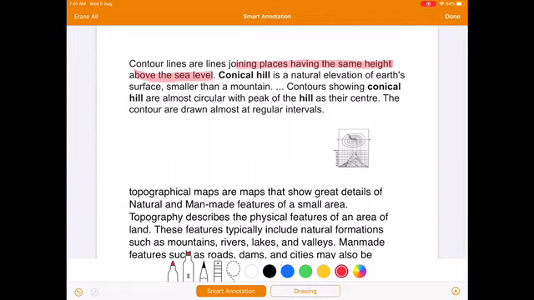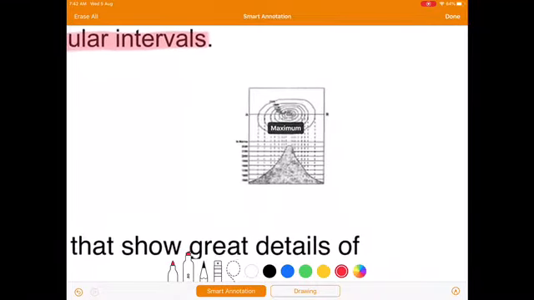So, in your syllabus you have only a conical hill. So, what is a conical hill? It is a natural elevation of earth's surface smaller than a mountain. Contours showing conical hill are almost circular, with a peak of the hill as their center. The contours are drawn almost at regular interval. Same you can see in the figure also.